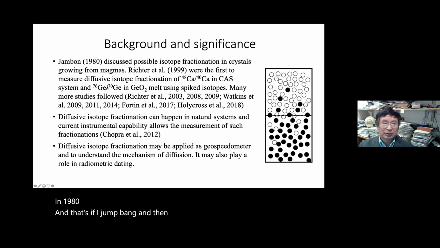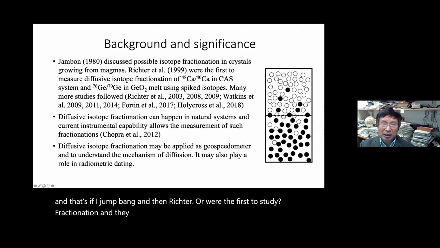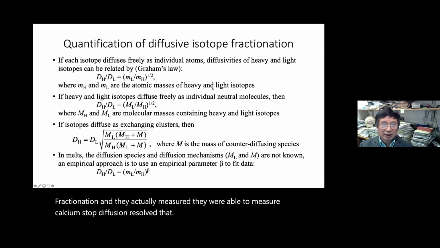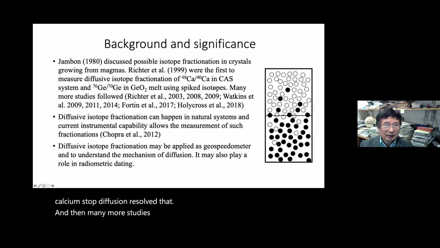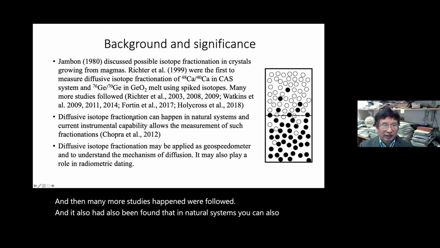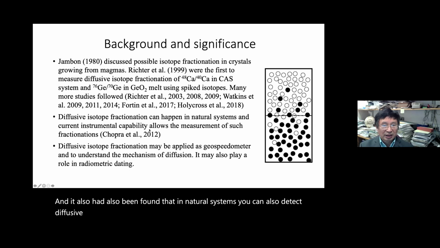were the first to study diffusive isotope fractionation. They were able to measure and resolve calcium isotope diffusion. And then many more studies followed. It has also been found that in natural systems, you can detect diffusive isotope fractionation. For example, magnesium isotope fractionation has been detected.